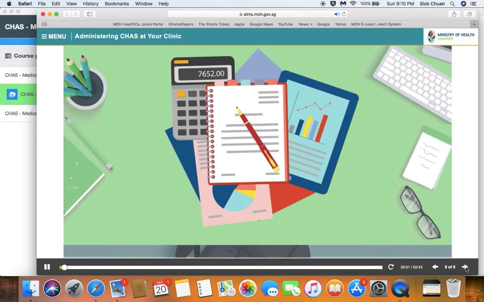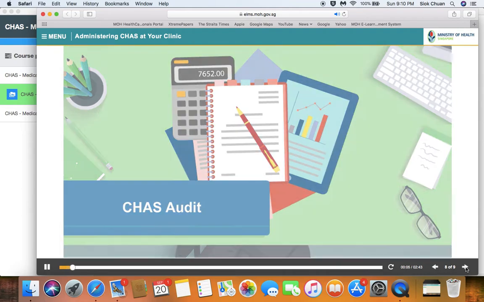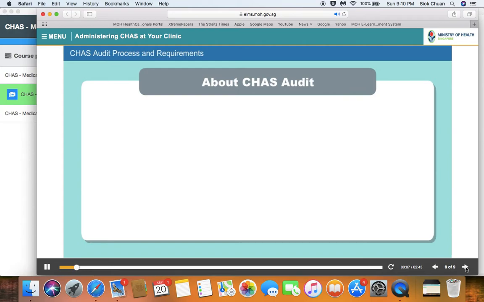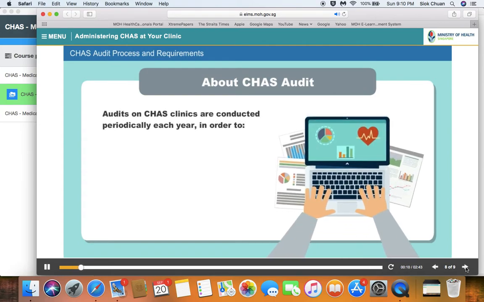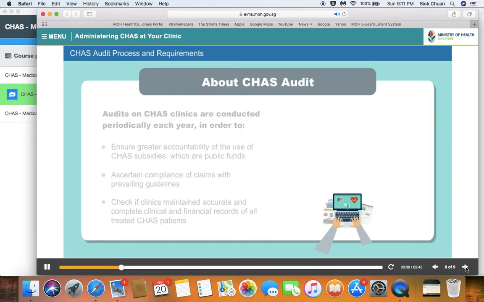Moving on, we will examine the CHAS audit process and requirements of the audits. Audits on CHAS clinics are conducted periodically in a year by MOH-appointed auditors from MOH Holdings. This is to ensure greater accountability on the use of public funds, assess the compliance of claims with CHAS guidelines, and to check if clinics maintained accurate and complete clinical and financial records of all treated CHAS patients.